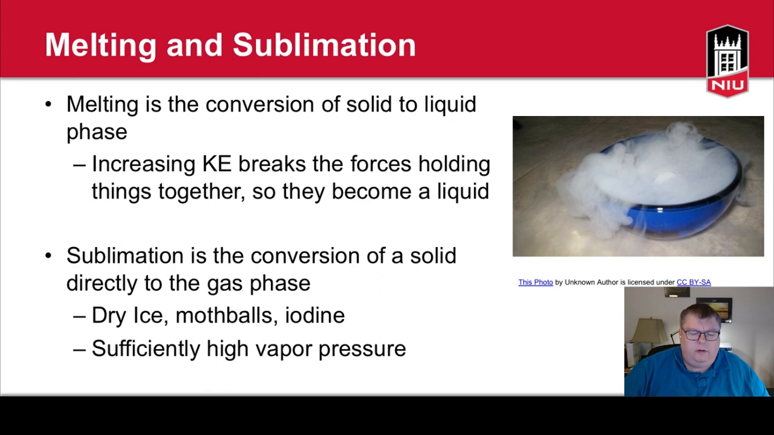Now, the other process we have is sublimation. Sublimation is the conversion of a solid to the gas phase without going through the liquid phase. So what happens is, as these things get kinetic energy, they break apart and they fly off as a gas instead of as a liquid. Things that do this are things like dry ice, which is what we have here, mothballs or iodine. And things that are going to sublime are going to have a sufficiently high vapor pressure so that this happens naturally.